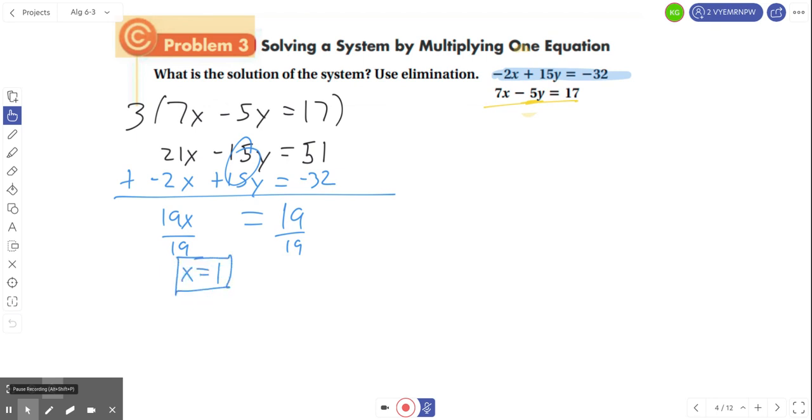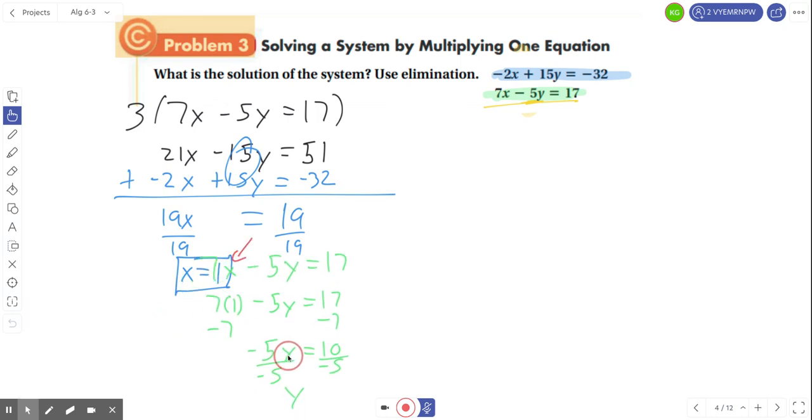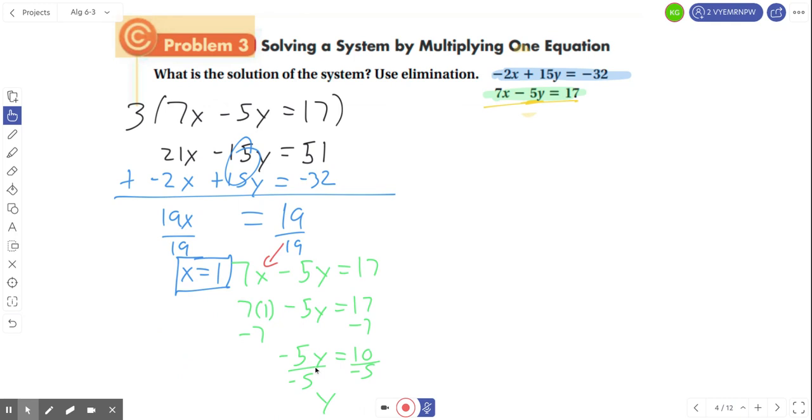Now I will substitute that back in. I'll use this other equation now. 7x minus 5y equals 17. Let's put x into the x and I can solve for y. 7 times 1 minus 5 times y equals 17. Minus 7 on both sides. Negative 5y equals 17 minus 7 is 10. Divide by negative 5, divide by negative 5, and y equals negative 2.